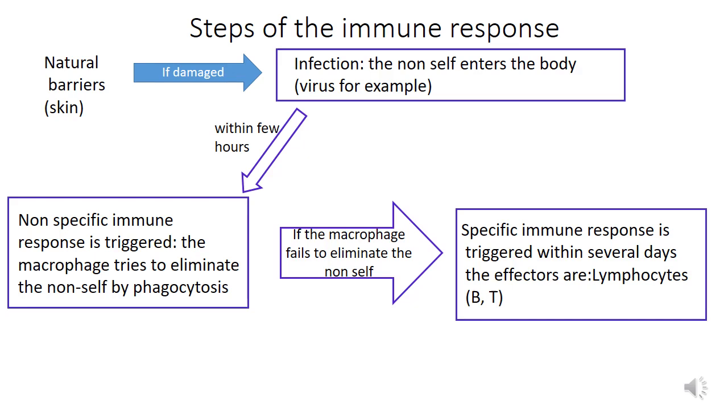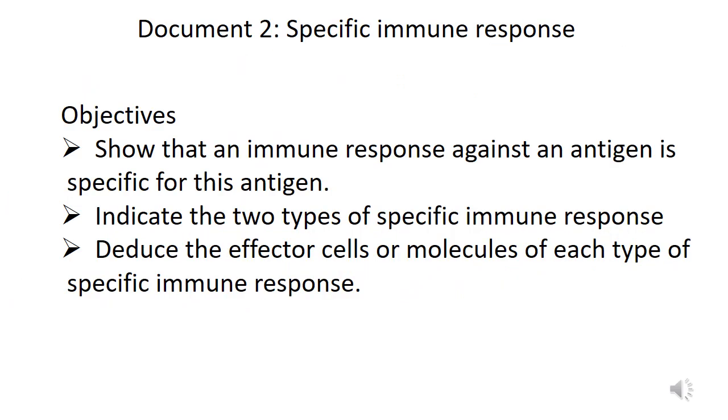So in this document, we're going to explain what a specific immune response is and identify its different types. The objectives in this document are to show that an immune response against an antigen is specific for this antigen, indicate the two types of specific immune response, and deduce the effector cells or molecules of each type of specific immune response.